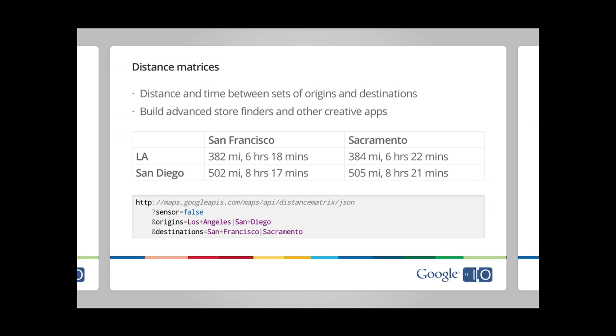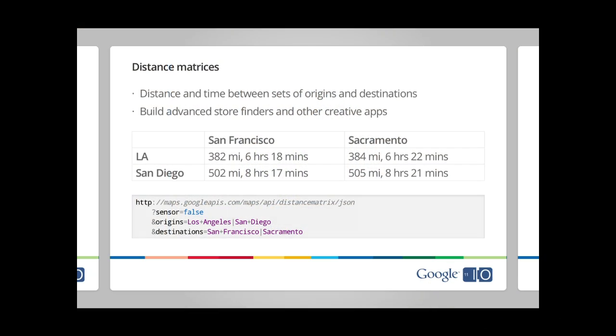Another service I'd like to talk about that we launched last week is called the Distance Matrix API. This is where you have a set of origins and destinations, and you want to find out for each pair of origin and destination how far they are from each other. Now, this is in terms of drive time and drive distance, or walk time and walk distance, not as the crow flies. So this can be pretty useful to you.